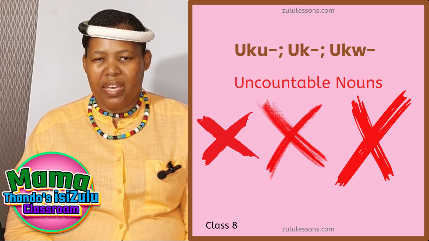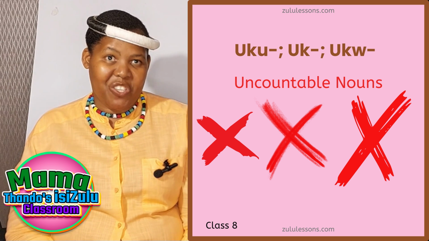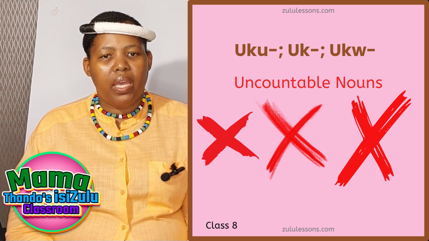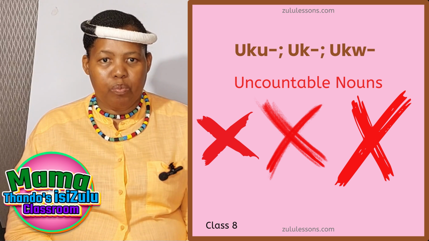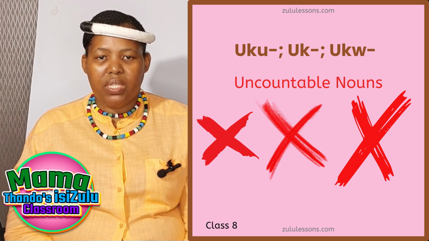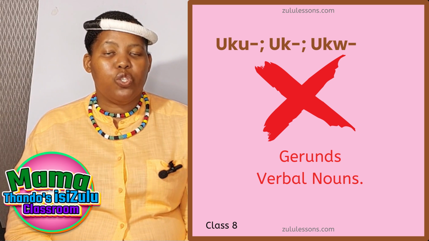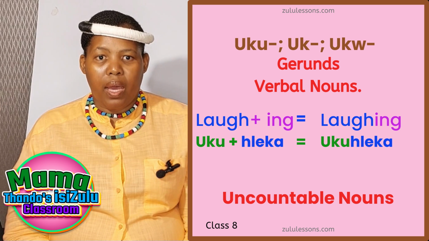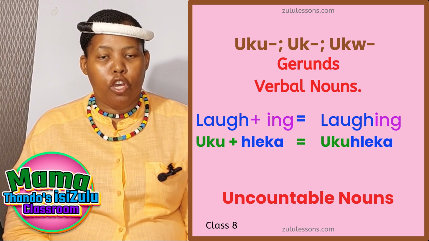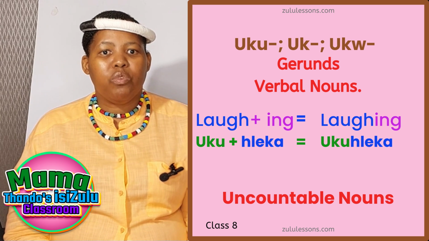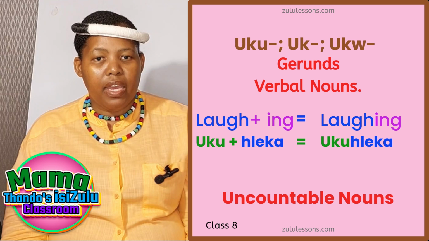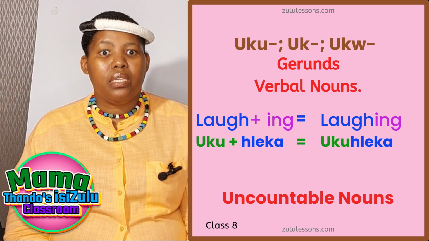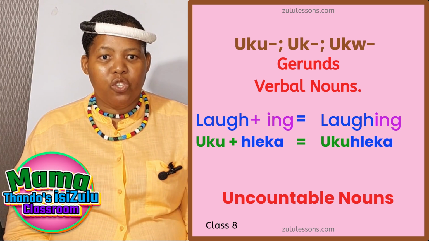And now we come to another weird one, or should we say special one? The nouns starting with UK, UKU, and UKW. We cannot count these nouns. These nouns are called gerunds in isiNgisi. For example, laughing, we've taken the verb laugh and we've added the letters ing at the end of the verb. And now we have laughing. It's now a noun, a verbal noun, a gerund.